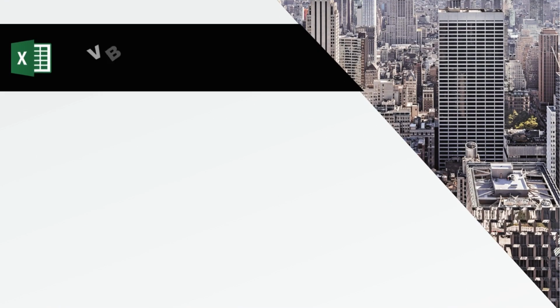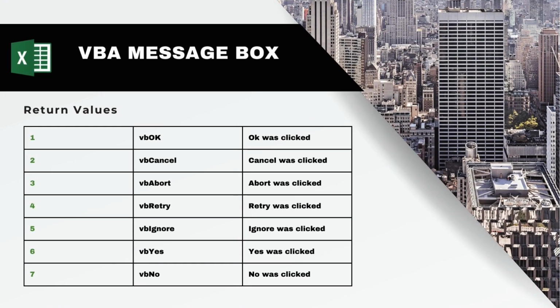All right. So these are the return values, and we'll look at the return values real quick here. 1 is vbOK, OK was clicked. 2 is vbCancel, cancel was clicked. 3 is vbAbort, abort was clicked. 4 is vbRetry, retry was clicked. 5 is vbIgnore, ignore was clicked. 6 is vbYes, yes was clicked. And 7 is vbNo, no was clicked.